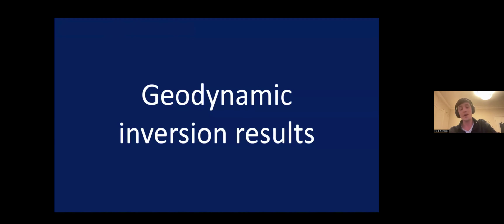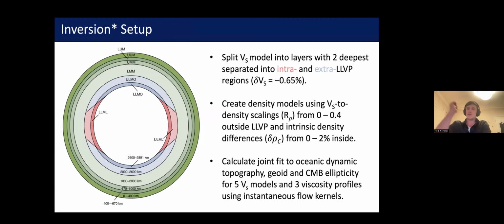So initially, we weren't actually using ASPECT, we were using a relatively simplistic approach using what are known as instantaneous flow kernels to predict how dynamic topography, the geoid and CMB topography evolve as a function of density and viscosity structure. And what we did was we split our models into different layers. So 2 mid-mantle layers, 2 upper mantle layers, 2 lower mantle layers. And in the lower mantle, we were allowing there to be density anomalies within the LLSVP regions, which we were delineating with a 0.65% velocity contour.